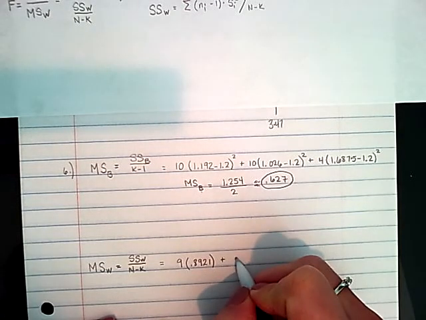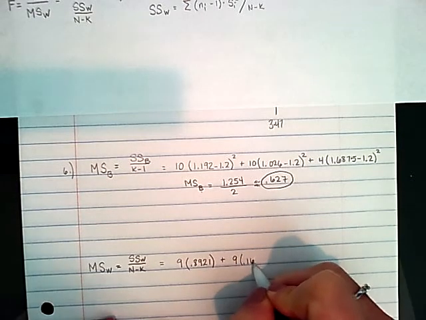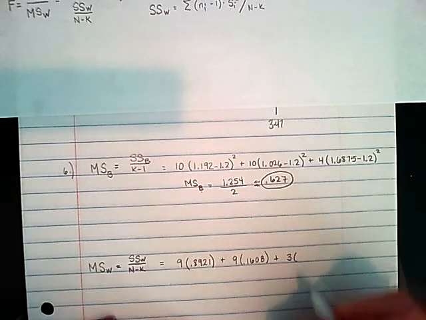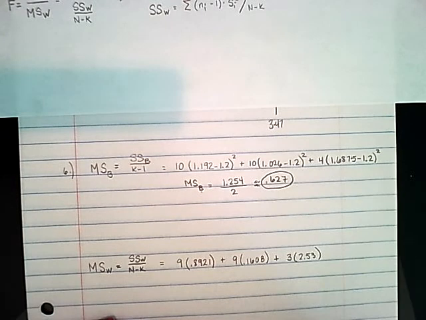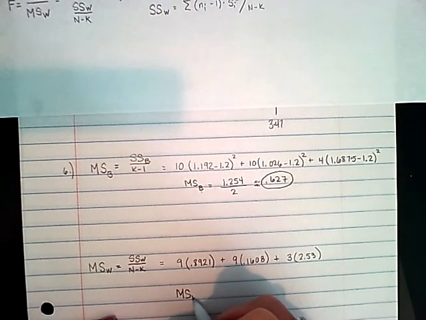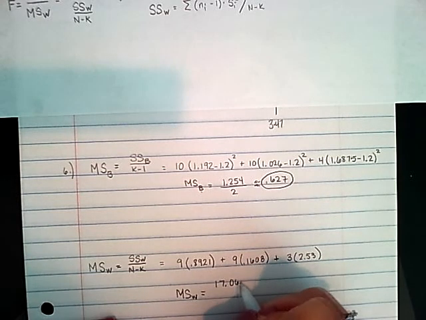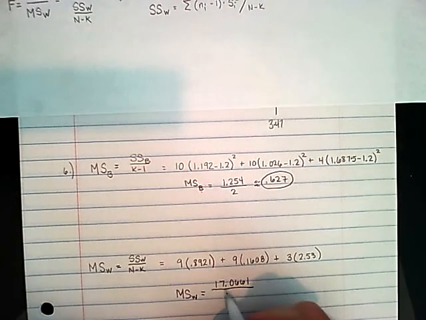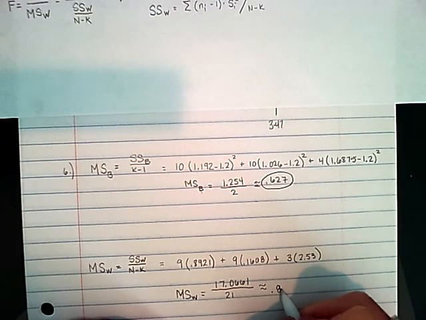Plus, there's 10 minus 1 gives me 9 values in my column 2 times its variance, plus 3 items in my third times its variance. When I calculate this out, this gives me a value of approximately 17.0661, but I have to divide that by the degrees of freedom of my denominator, which I've already calculated out to be 21, gives me approximately 0.813.